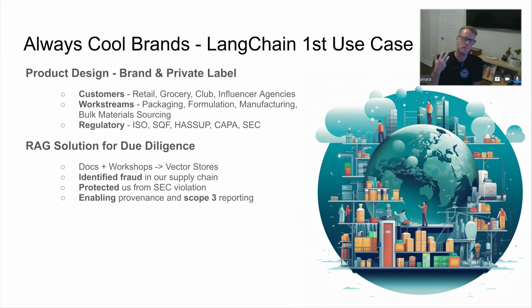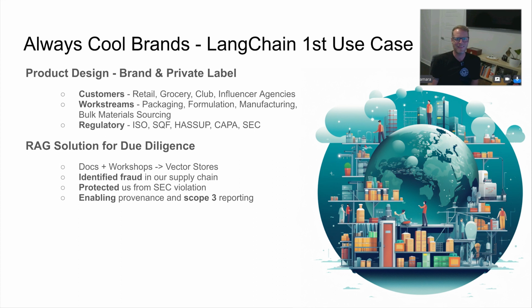And we have to deal with a lot of regulatory environments. So ISO, Safe Quality Foods, we have to create HACCPs for any ingestibles. Anything that's FDA managed, we have to maintain a CAPA process, a corrective and preventive action process. And at times we'll help brands with funding. That may include selling off a portion of a brand, which now triggers due diligence with the SEC.